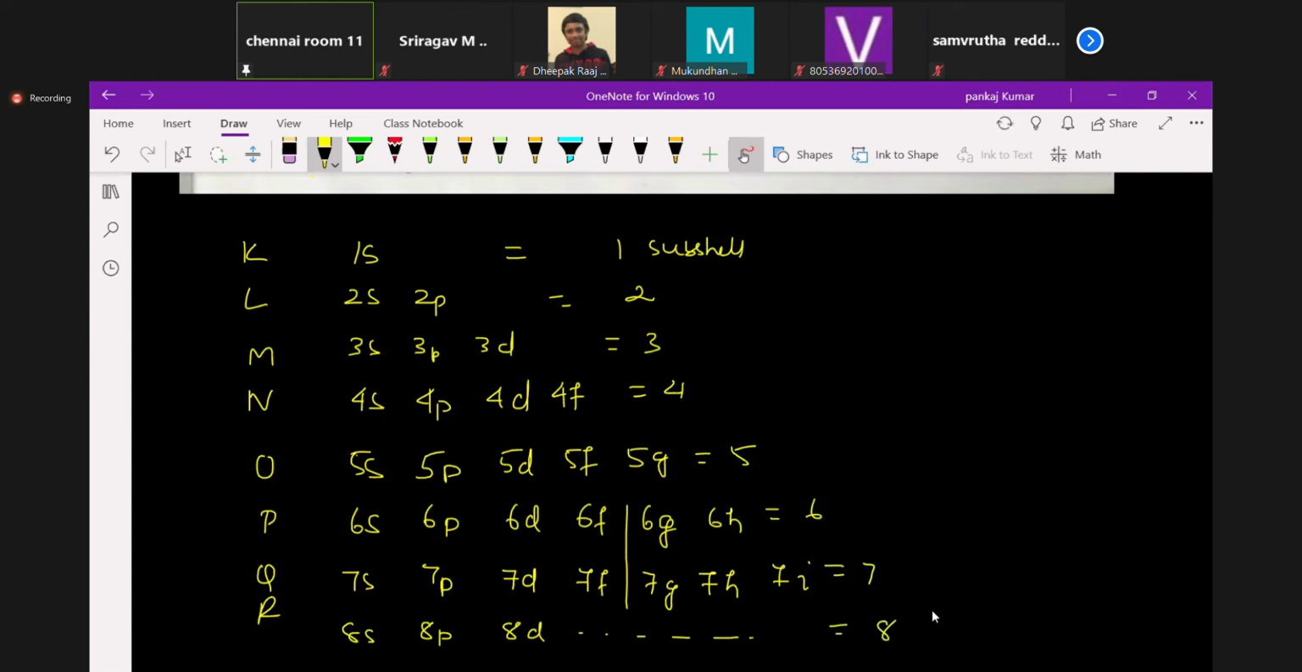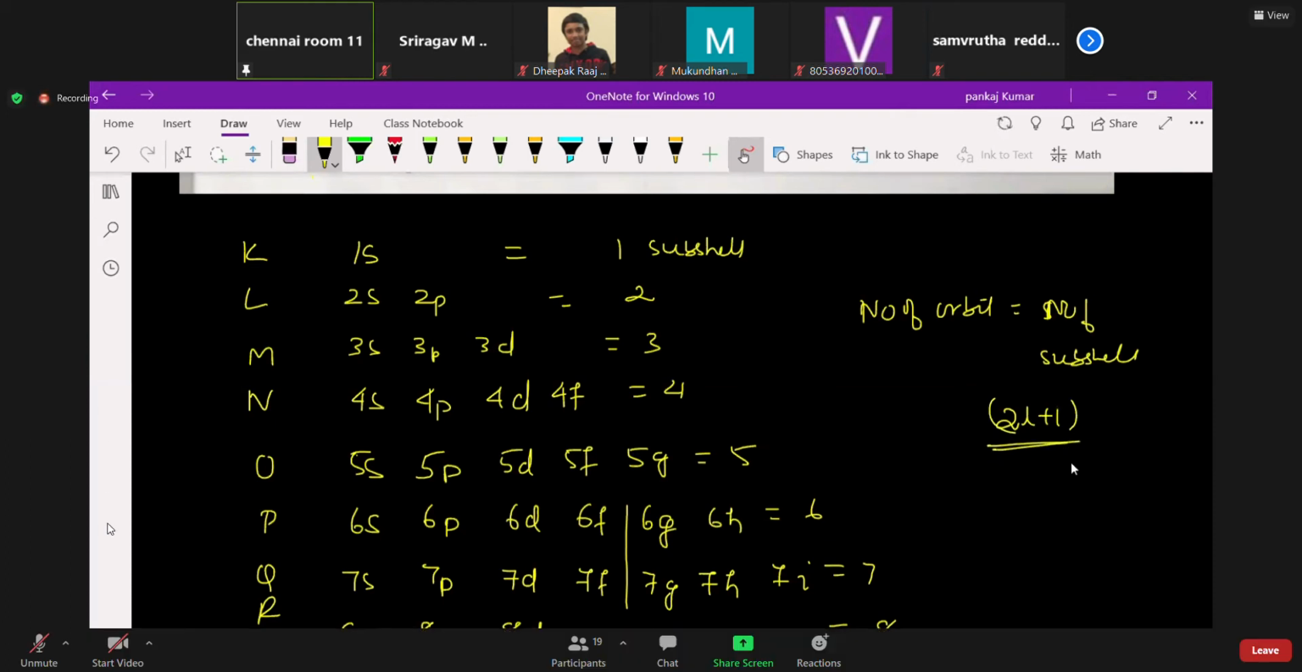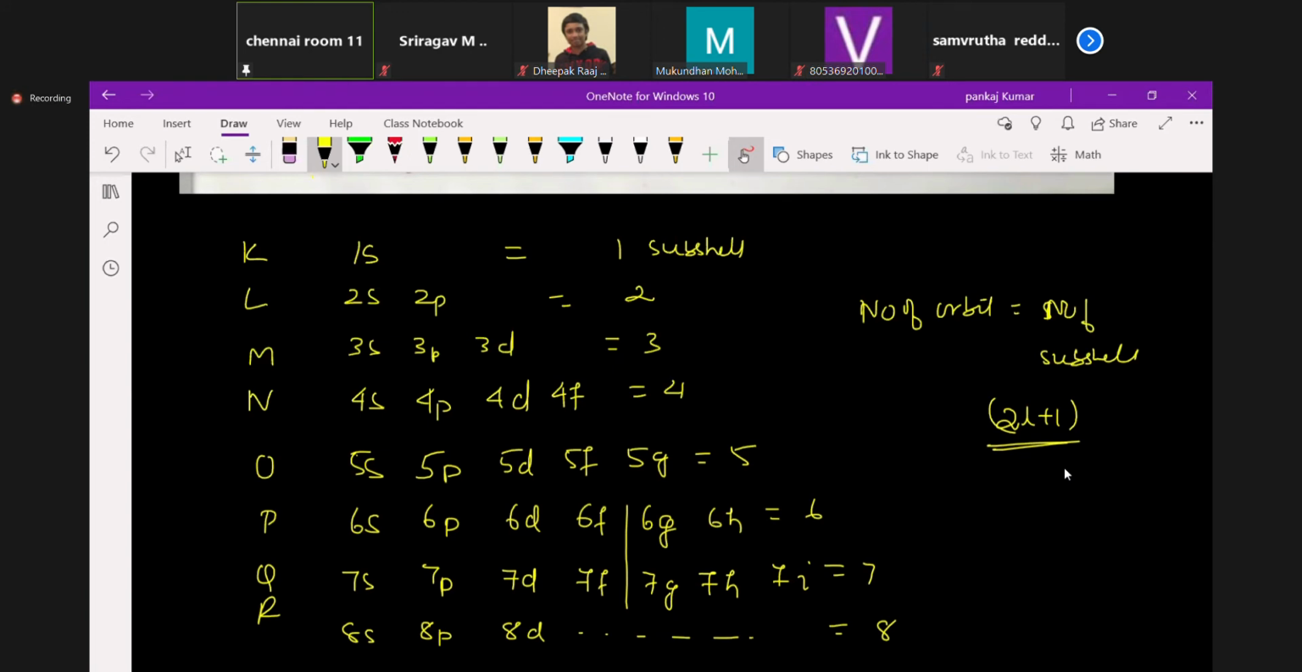Here will be 8. Remember now, the number of orbitals is equal to the number of subshells, right? And we have the formula also: 2 into L plus 1. Did you remember or forget? Yes, sir. 2L plus 1 is the number of possible values of the M value.